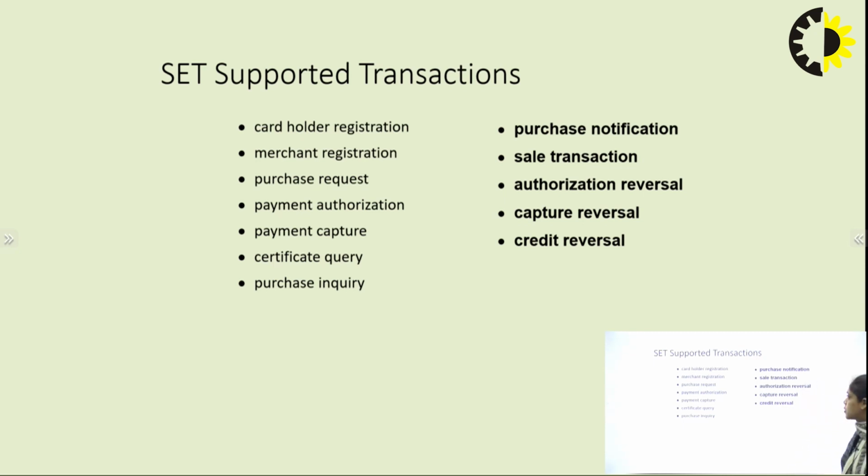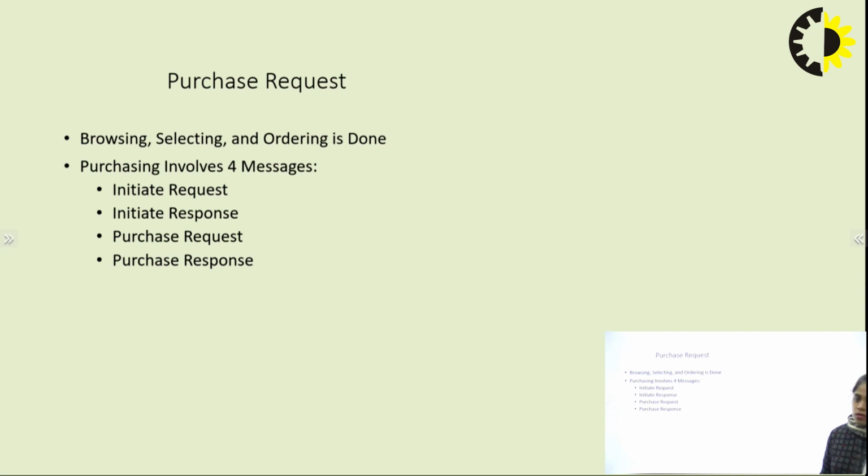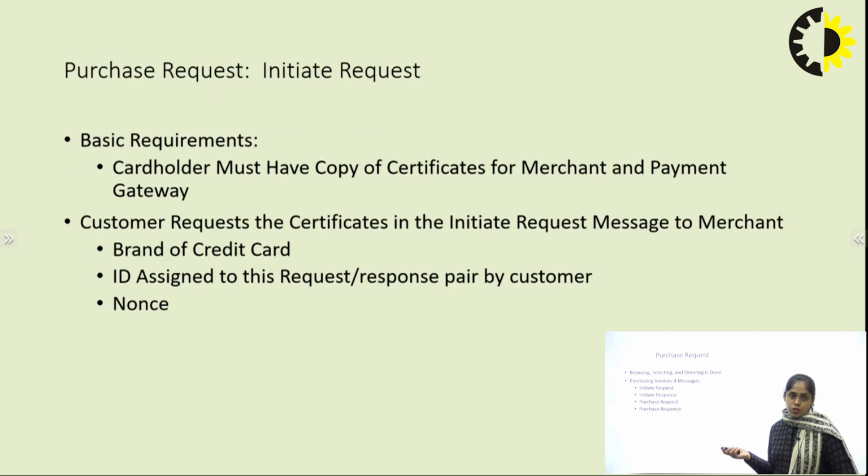These are the important things: purchase notification, sale transaction, authorization reversal, capture reversal, and credit reversal. In the purchase request, browsing, selecting, and ordering are done. Purchasing involves four messages: initiate request, initiate response, purchase request, and purchase response. So initiate request and initiate response are the starting ones, and purchase request and purchase response show how you are going to place an order and purchase it.